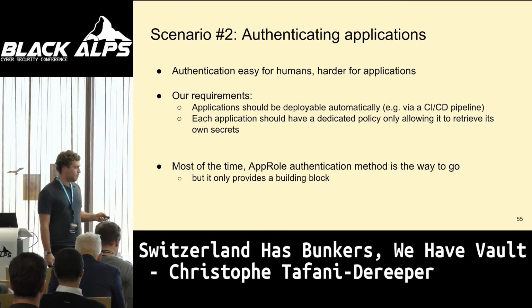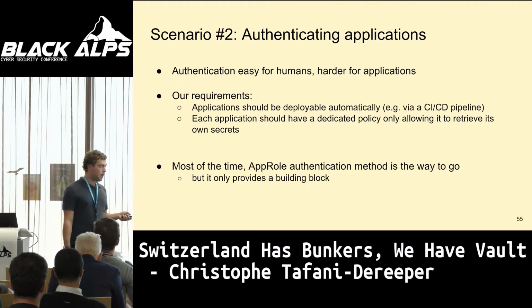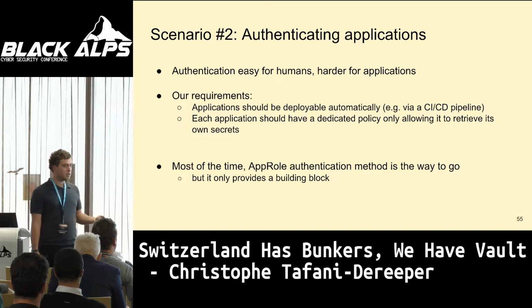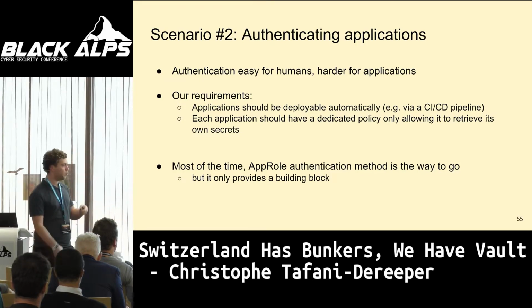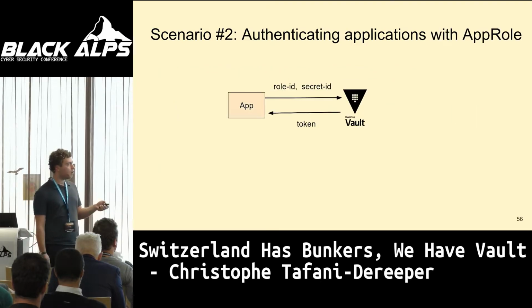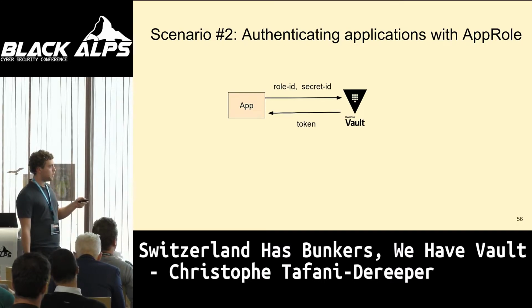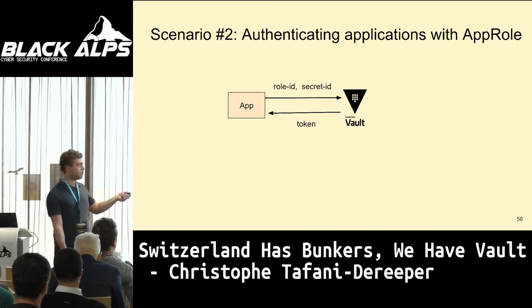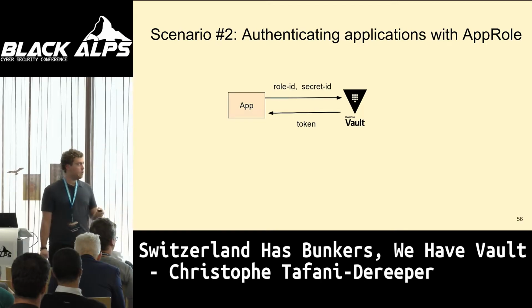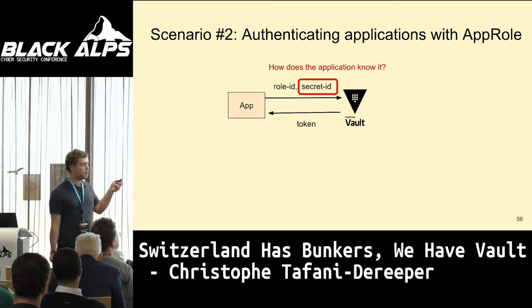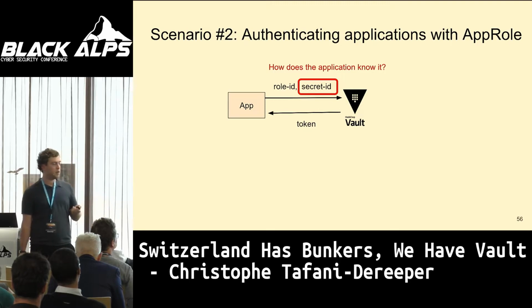Most of the time, Vault has a building block to build that. It's called AppRole authentication, but it's only a method, so it doesn't give you a complete workflow. You have to build a workflow from that. Basically, AppRole authentication works this way. You can create a role for applications which has a role ID and a secret ID. If an application provides that to Vault, it can get back a token and then use it to talk with Vault. But obviously the question is, how does the application initially get the secret ID?